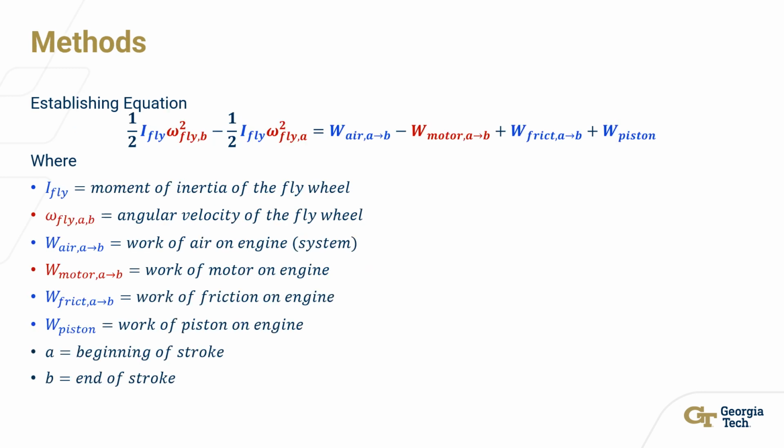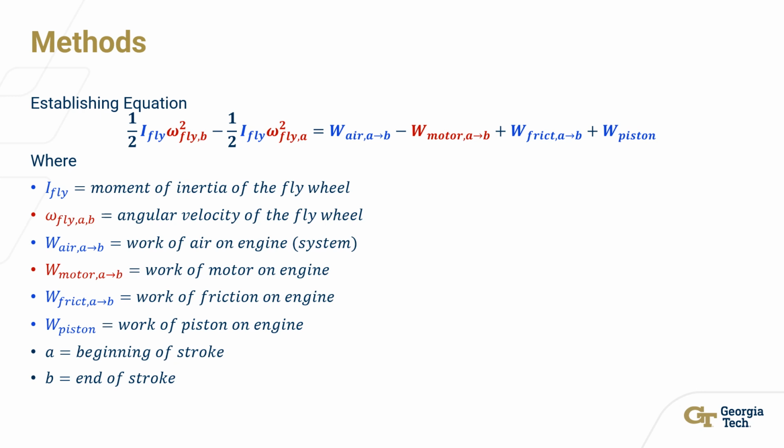Here's our establishing equation that describes the transfer of kinetic energy into and out of the chosen system, the engine, where I_fly is the moment of inertia of the flywheel, omega_fly the angular velocity of the flywheel, W_air the work of air, W_motor the work of the motor, W_friction the work of friction, and W_piston the work of the piston. A and B denote the beginning and end of the strokes, respectively.